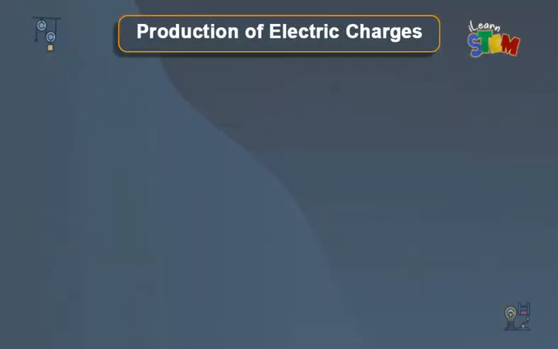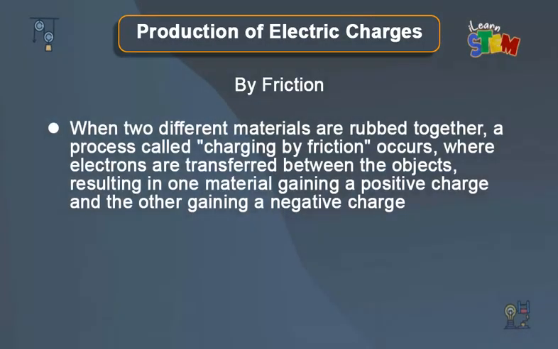Electric charges can be produced through various methods, such as by friction. When two different materials are rubbed together, a process called charging by friction occurs, where electrons are transferred between the objects, resulting in one material gaining a positive charge and the other gaining a negative charge.